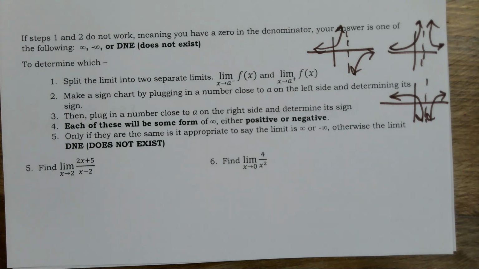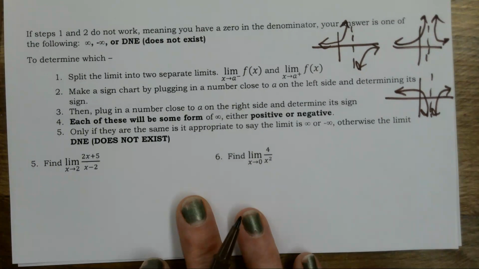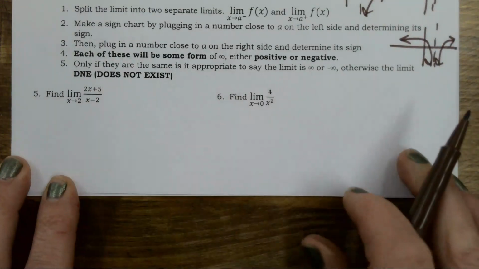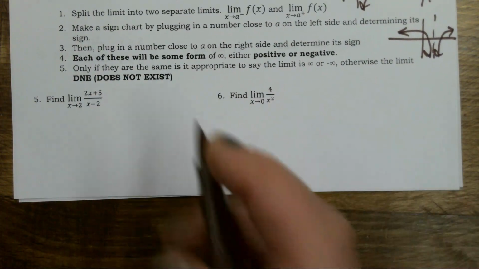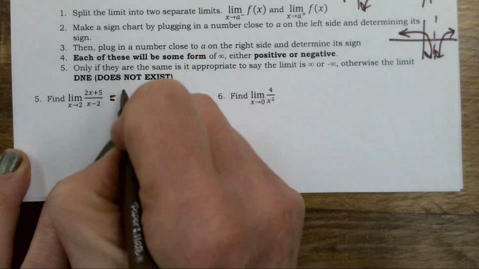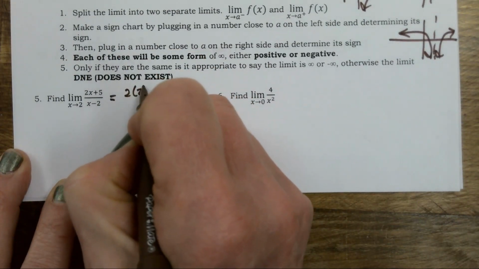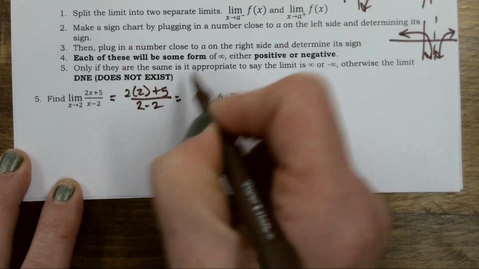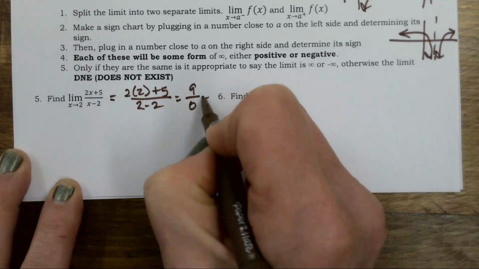And that's our job here. When it's 0 over 0, I have to find out where the hole is, cross it out, reevaluate. When it's undefined, I have to figure out what's happening on each side of that asymptote. And it's a pretty simple job. So I am going to start by evaluating, because the easiest way to take a limit is to plug it in, and I plug that in. I get 2 times 2 plus 5 over 2 minus 2, and I end up with 9 over 0, which is undefined.